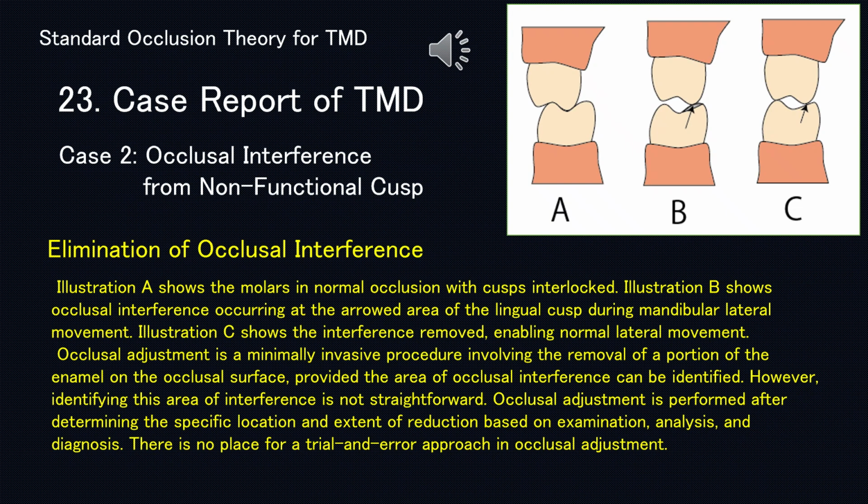Occlusal adjustment is a minimally invasive procedure involving the removal of a portion of the enamel on the occlusal surface, provided the area of occlusal interference can be identified. However, identifying this area of interference is not straightforward. Occlusal adjustment is performed after determining the specific location and extent of reduction based on examination, analysis, and diagnosis. There is no place for a trial-and-error approach in occlusal adjustment.